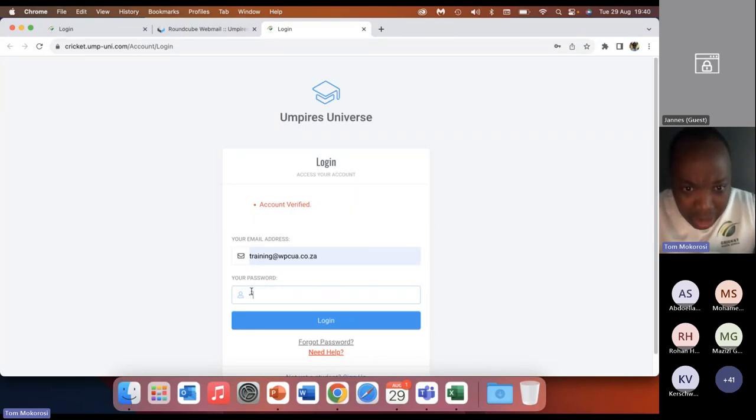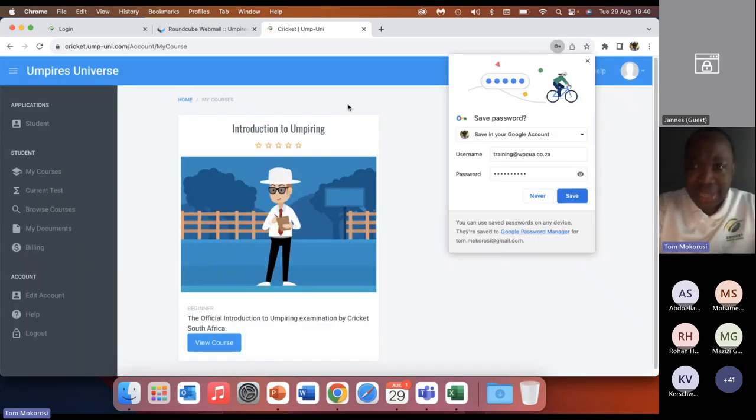So now let me hopefully not struggle with this password again. Login. So we've successfully registered our account. We've confirmed our account. Now we are logging in to the exam system.